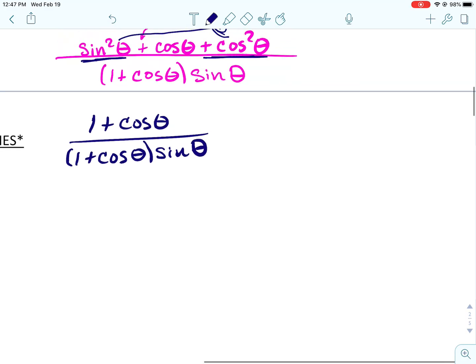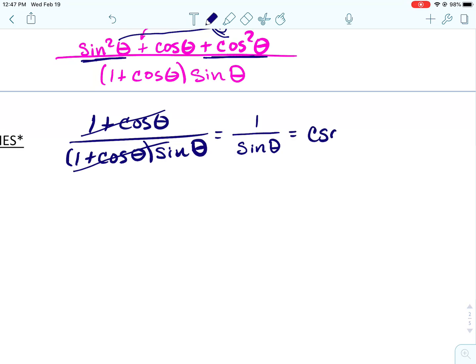All right, and then now what can we do? You can cancel, right? We don't have to use an identity. The numerator has 1 plus cosine theta, and the denominator has 1 plus cosine theta. So we can cancel those. Everything cancels out of the numerator. What's up there? A 1. And then what is 1 over sine of theta? Cosecant of theta. There it is.